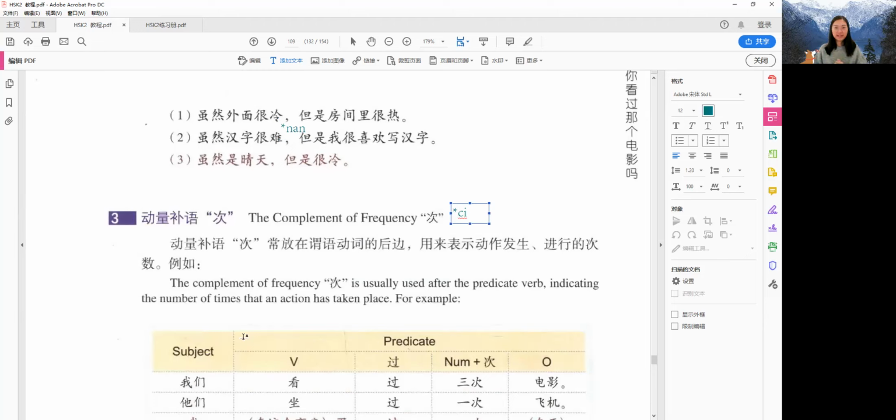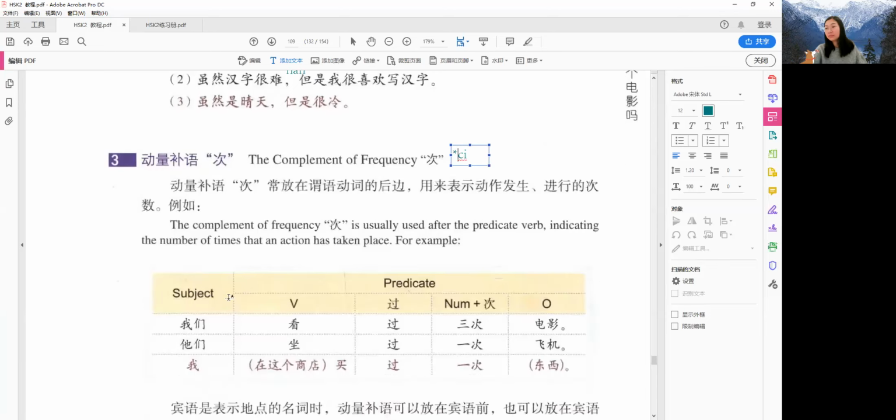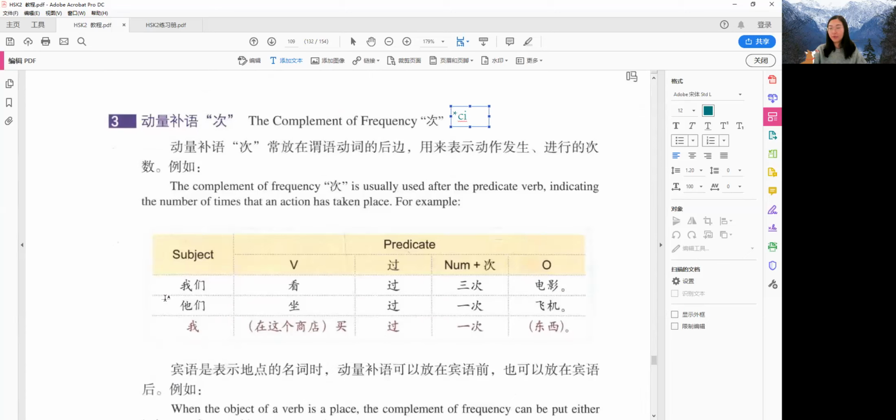So there's a very famous saying that if you practice 10,000 times, you will become an expert in some area. You remember that very famous saying? So yes, if you practice 10,000 times. All right, so let's take a look at the example over here. 我们看过3次电影.